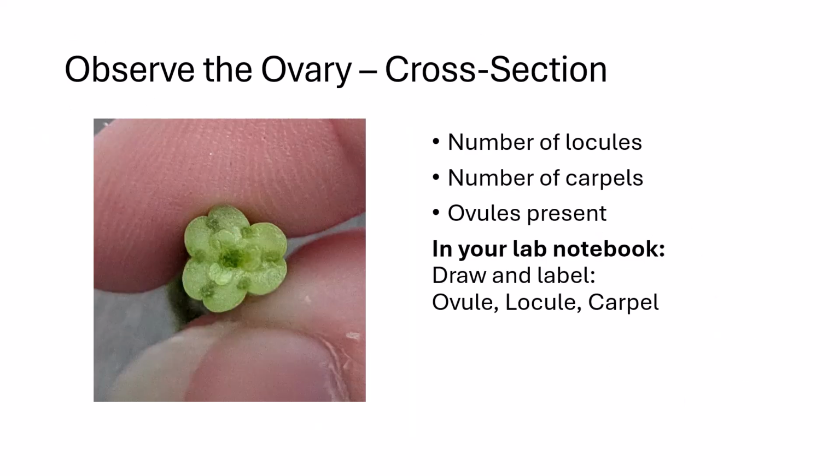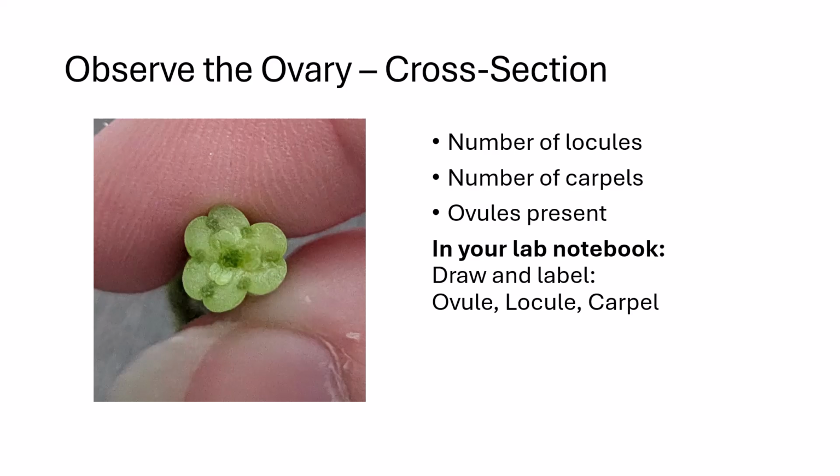Now examine the ovary cross-section. Count the number of locules, the chambers inside the ovary. You should see 3. Each locule corresponds to a carpel. This allows you to determine whether the pistil is composed of multiple fused carpels. Locate the ovules inside the chambers.